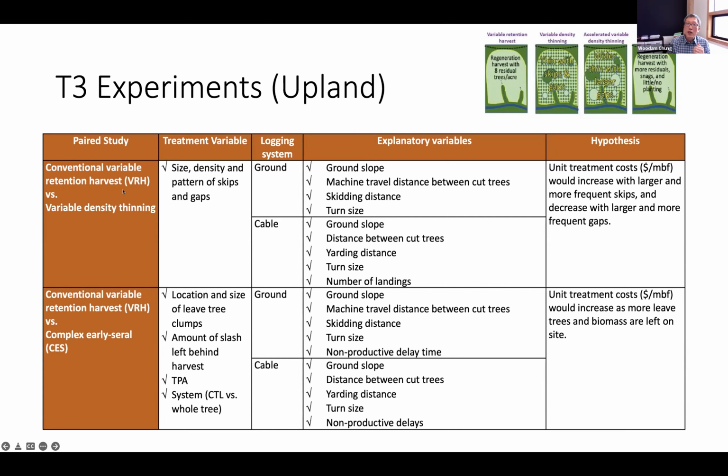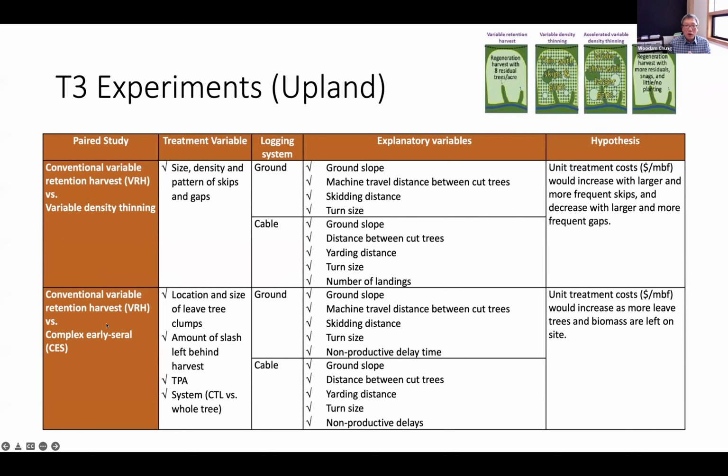And to do that, depending on the terrain, whether it's cable ground or tractor ground, we can collect different external variables here. Our hypothesis is that unit treatment cost or production cost will go up as we have larger or more frequent skips. So that's the kind of hypothesis that I came up with.